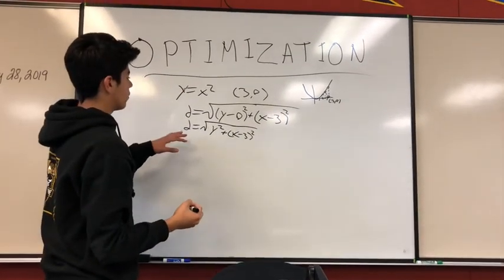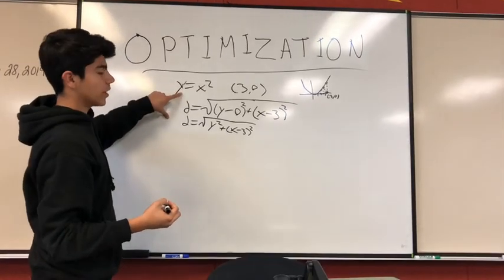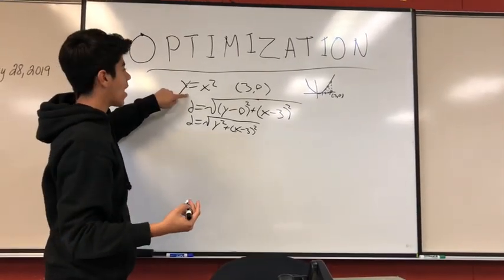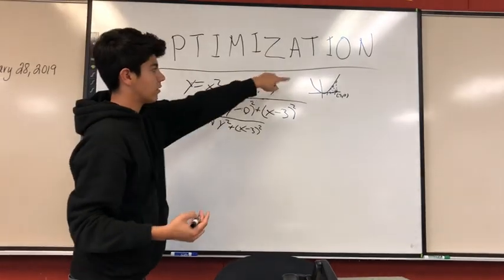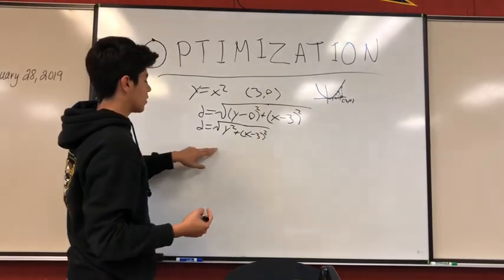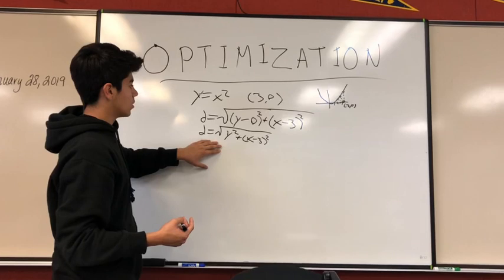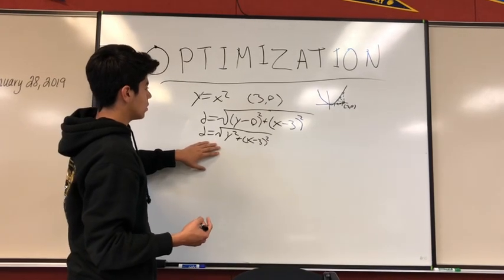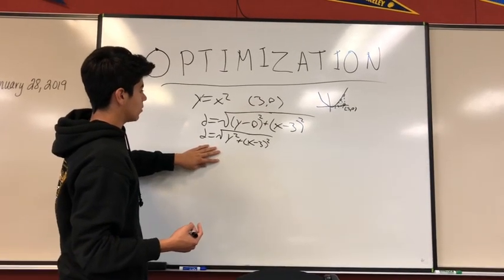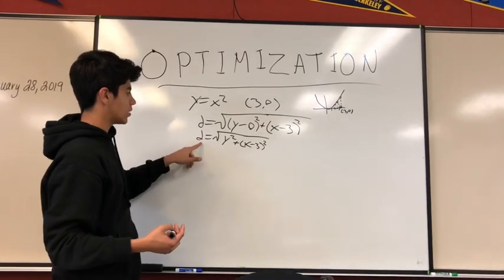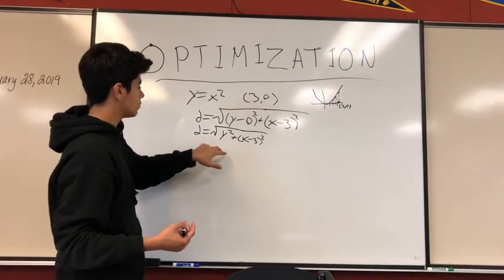And we also have this other equation given to us. So we know that on the point that we're going to find, y is going to be equal to x squared. And that gives us all the points in our parabola. And we also have our distance formula here. So if I want to be able to take a derivative and optimize for distance, I need to get rid of one of these.